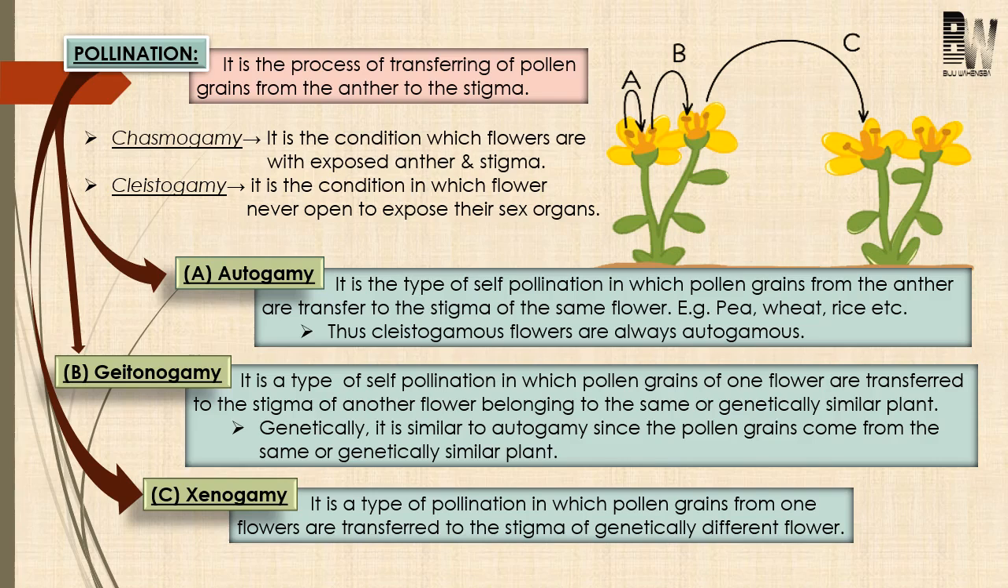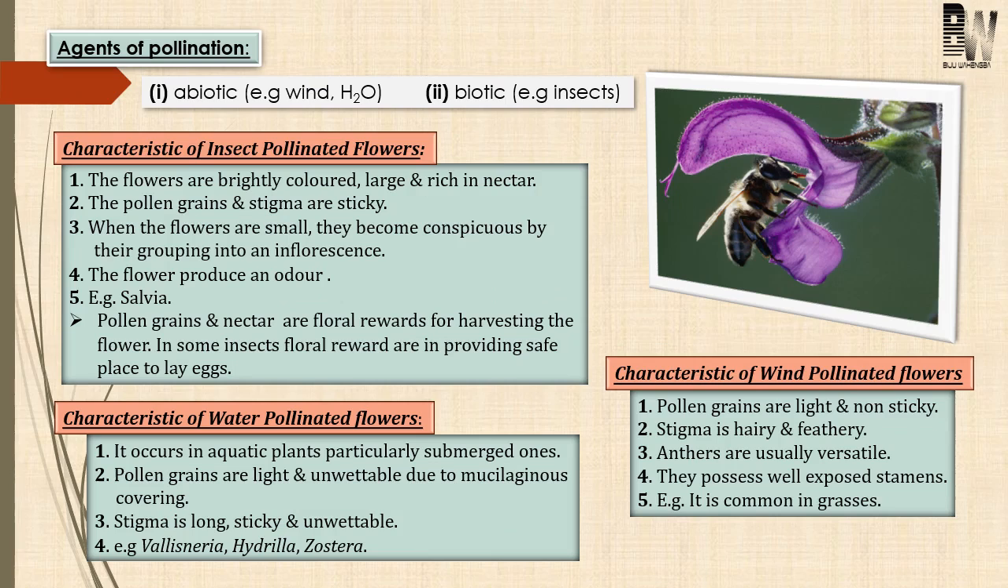Next come to pollinating agents. In this lesson we will discuss three pollinating agents, that is wind, water and insects. And here we know that wind and water are non-living components, so they represent abiotic agents.